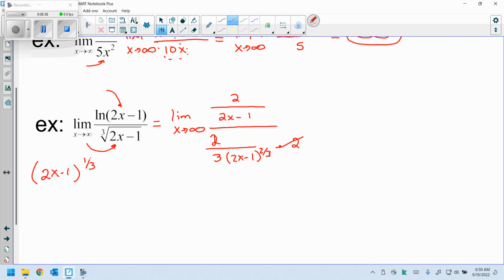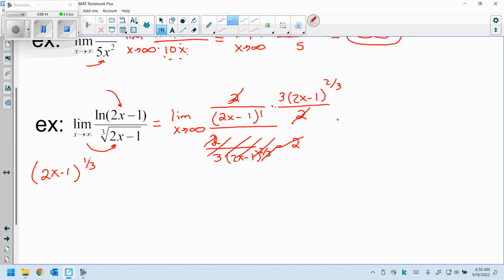Now, it's a fraction with 4 levels. Instead of dividing, I'm going to multiply by the reciprocal. 2x minus 1 to the 2/3 over 2. 2's are going to cancel. And this 2x minus 1, I've got on both top and bottom. Now when it's on the bottom, it's got to the 1st power.